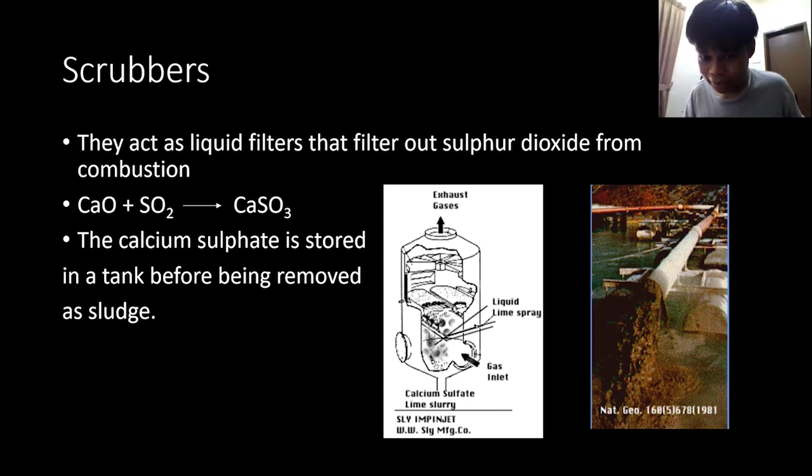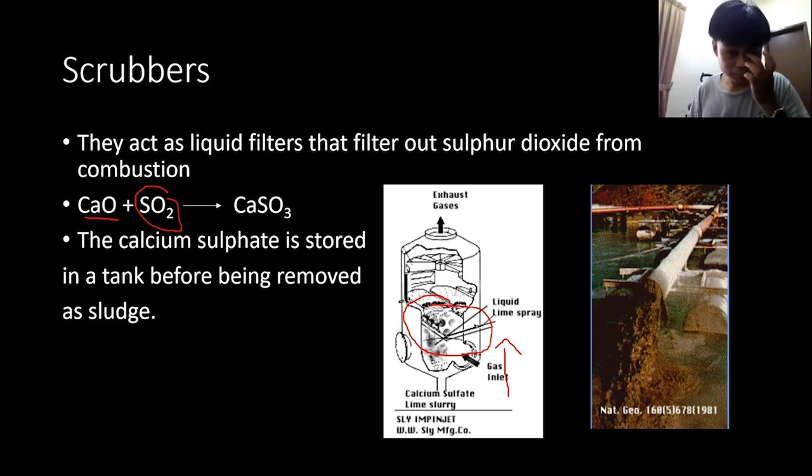So the exhaust gas is forced through a spray of water here. As we can see, the gas moves from downwards to upward. The exhaust gas is forced through this spray of water containing lime, which is calcium hydroxide. And the sulfur dioxide, SO2, in the exhaust gas will react with the lime to produce calcium sulfate in solid form.